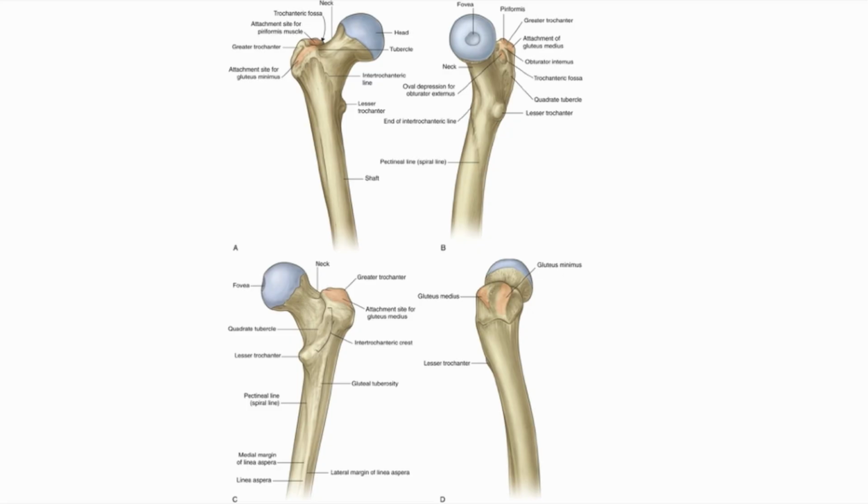The lesser trochanter is smaller than the greater trochanter and has a blunt conical shape. It projects posteromedially from the shaft of the femur, just inferior to the junction with the neck. It's an attachment site for the combined tendons of the psoas major and iliacus muscles.